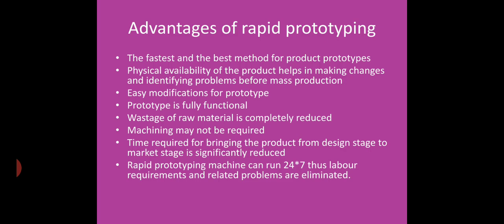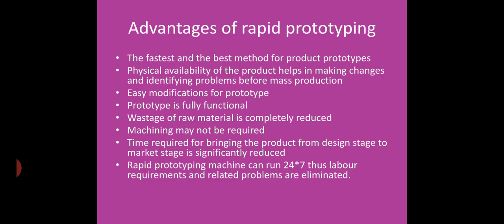The next thing is that physical availability of the product helps in making changes and identifying problems before mass production. Before going to production, you are seeing a physical model, that is what we call rapid prototyping. By analyzing the duplicate model in your hand, you can see the design and the dimensions. You can check all these things using the duplicate model, so it saves your time before mass production.